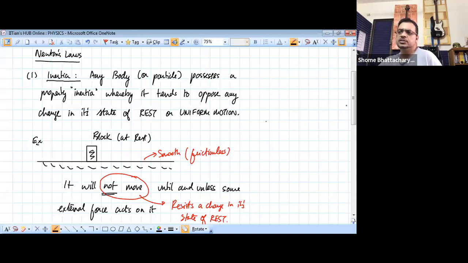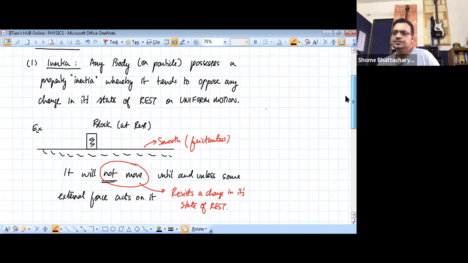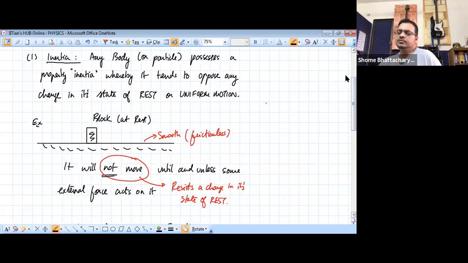One is inertia of rest, which I'm explaining in the first example. So you have a block which is at rest on a frictionless surface. Now it will tend to continue in its state of rest. And to change it from its state of rest to a change of motion, we'll have to apply some external force on it. So that kind of property of inertia is called the inertia of rest.